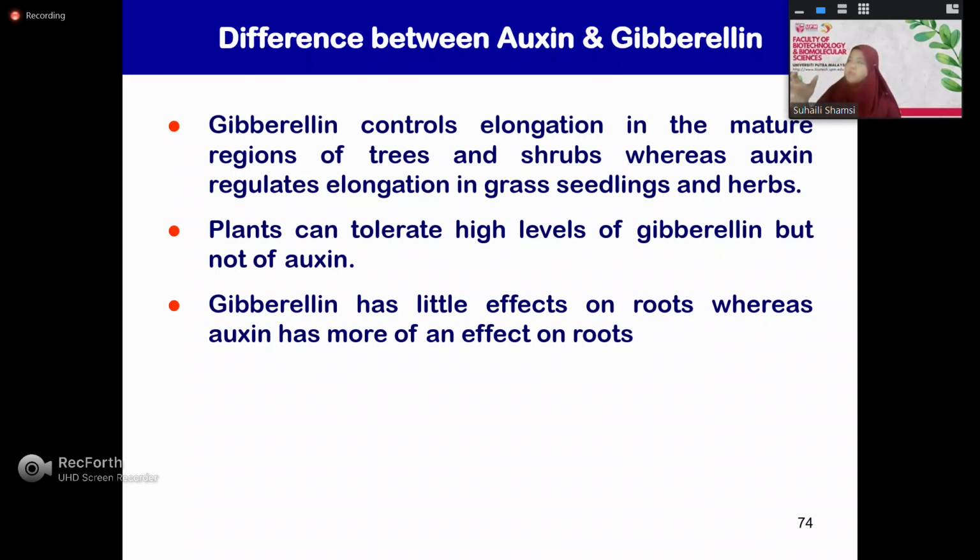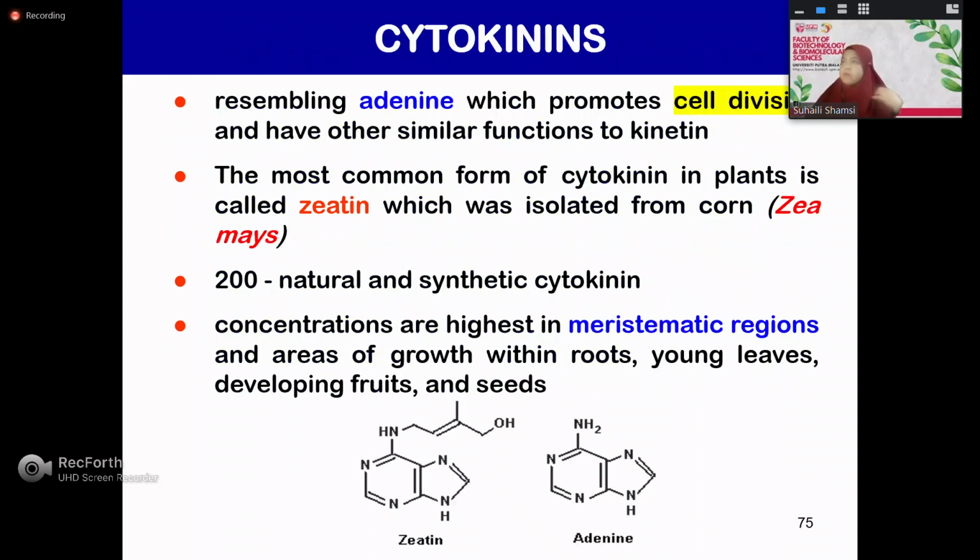So one thing that you guys have to know, gibberellin also supports growth, all right? But what are the differences between gibberellin and auxin? One induces growth in the mature region of trees and shrubs, and gibberellin can be tolerated at high concentration, and gibberellin has less effect on roots compared to auxin itself. Right? So that is gibberellic acid.